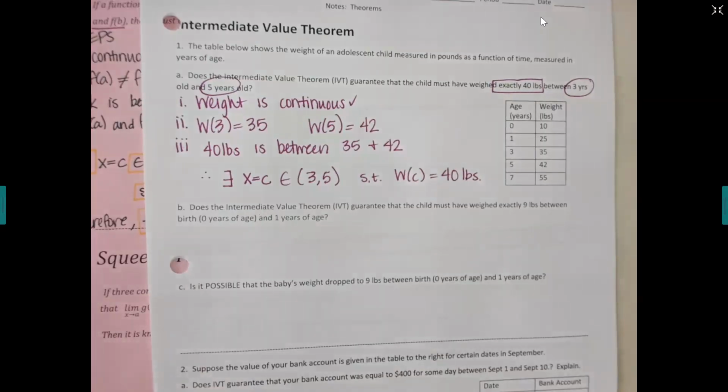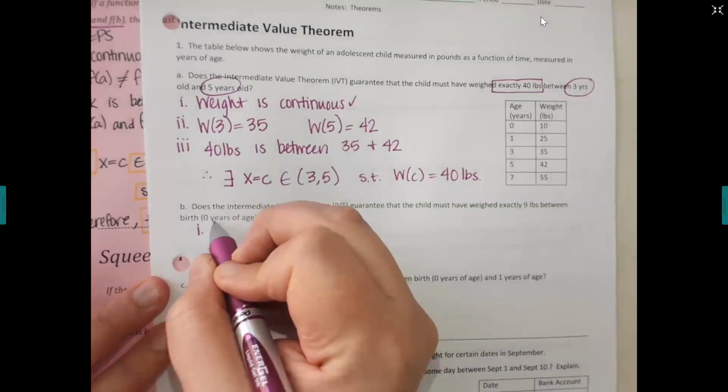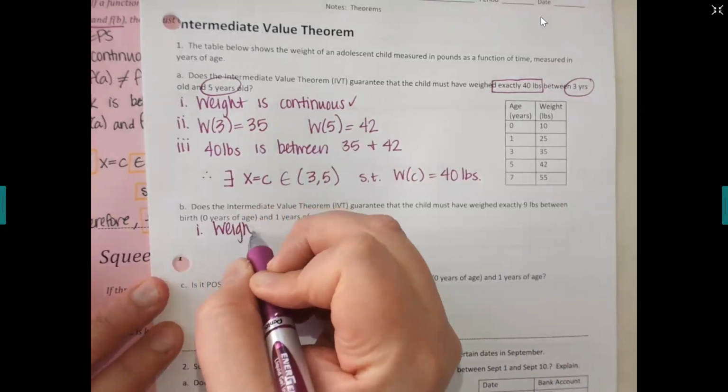Okay, let's go down to part B. Same table, same baby, same weights. Does intermediate value theorem guarantee that the child must have weighed exactly 9 pounds between birth and 1 year old? Is weight still continuous? Yes. So I'm going to put weight is still continuous.